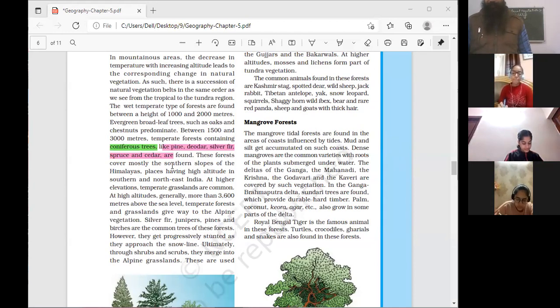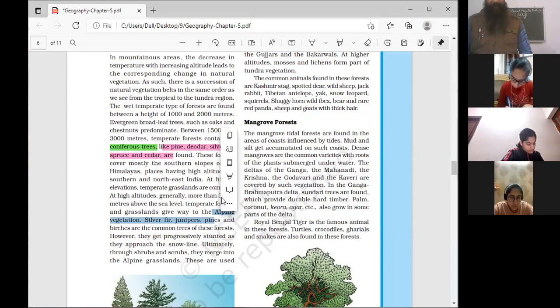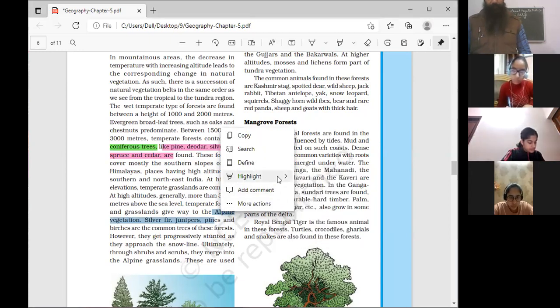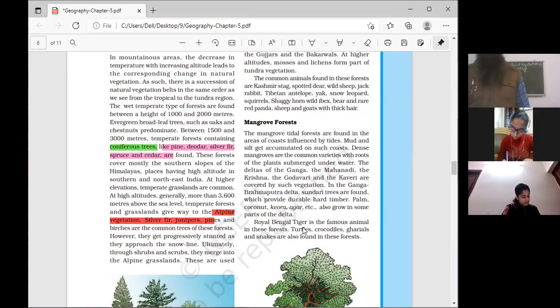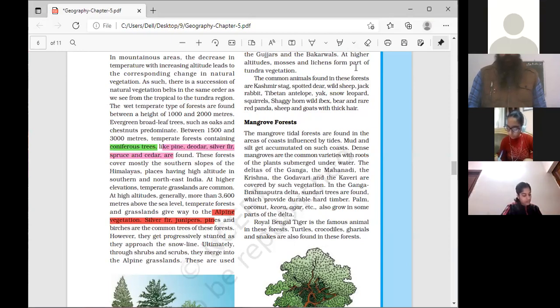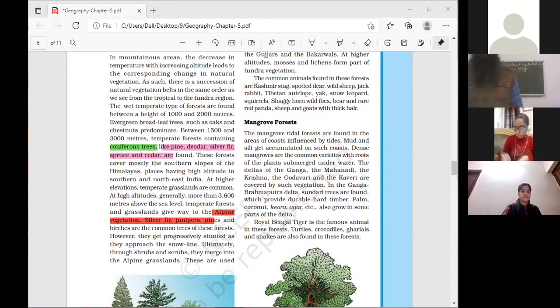Afterwards, 3,000 meters to 3,500 meters is known as the alpine vegetation. The important species of trees growing in this region are alpine vegetation species. Yes, Ashmit? Sir, from how much to how much? 3,000 to 3,500 meters as alpine vegetation.